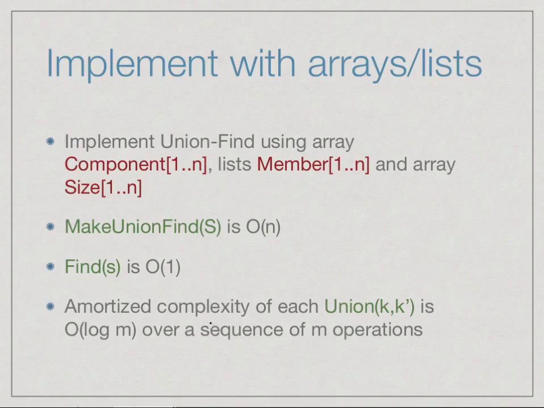So the array-based implementation uses an array called component to tell us which component each element belongs to. It keeps an array of lists to tell us which elements belong to each component. So it's a kind of reverse mapping. For each component K, it tells us which members of the set belong to it. And finally, it keeps track of the size of each component, because we merged components by taking smaller ones and relabeling them with the names of the bigger ones. So make union find was an order n operation, find was an order 1 operation, and the amortized complexity of the union operation was log m for a sequence of m operations.